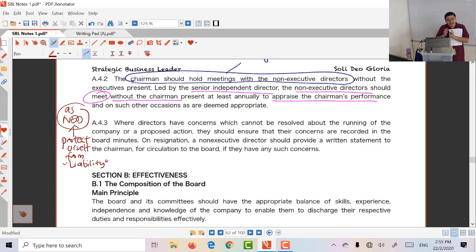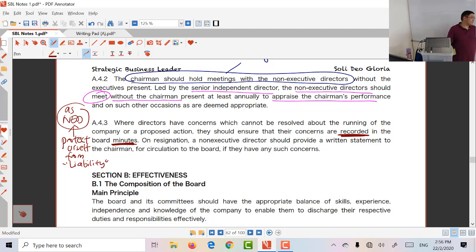Now, when you have a situation like that, see what it says? Make sure concerns are recorded in the minutes. It will be used as evidence, which is actually what happened even in practice.